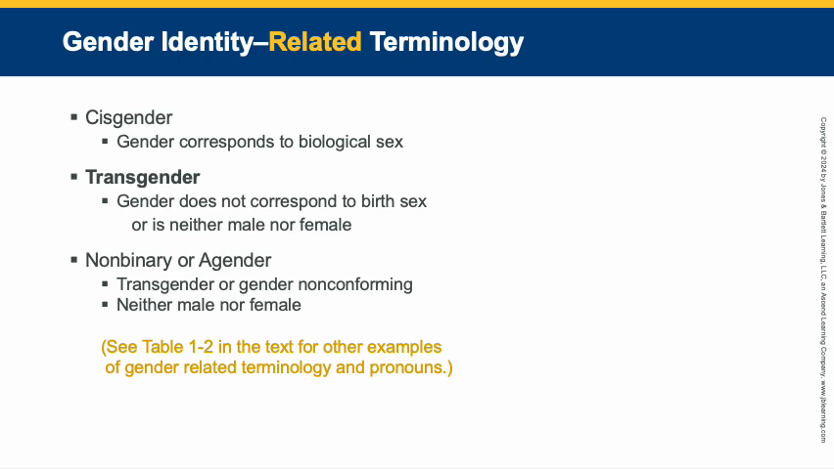Cisgender means the gender that corresponds to your biological sex. Transgender is gender that does not correspond to birth sex or is neither male nor female. Non-binary or agender can be transgender or gender non-conforming, neither male nor female. Okay, so those are terms that you need to be aware of.